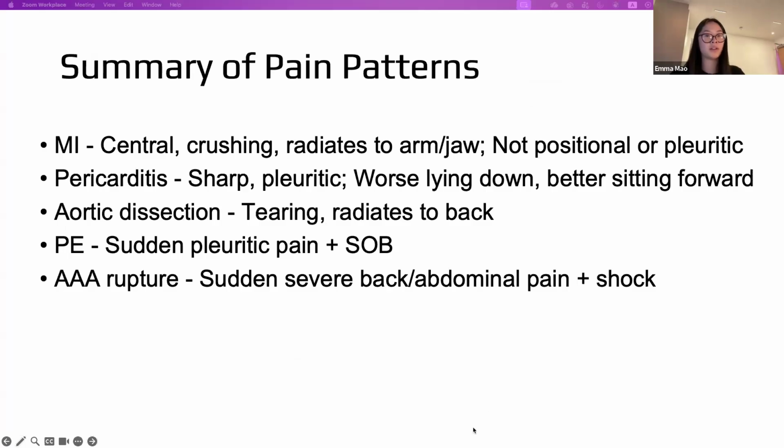This is a summary of the sort of pain you could feel with each of these, just as a quick summary.